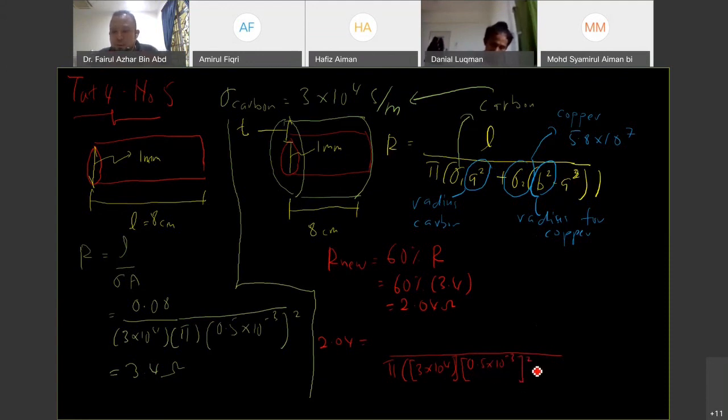Plus sigma 2, which is 5.8 times 10 power of 7, times B squared minus A squared, where B is the value that we want to find, and A is 0.5 millimeter. The length is equal to 0.08. So by solving this, we will have the value for B.